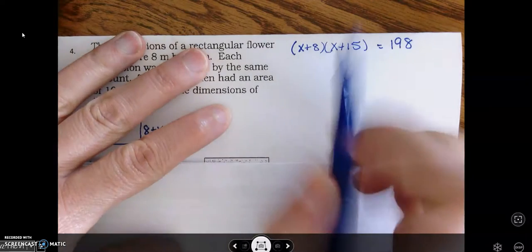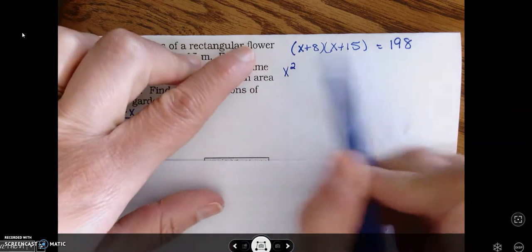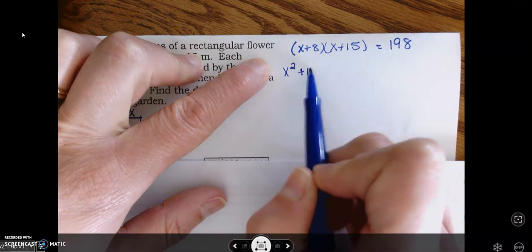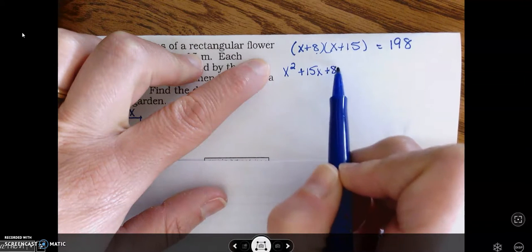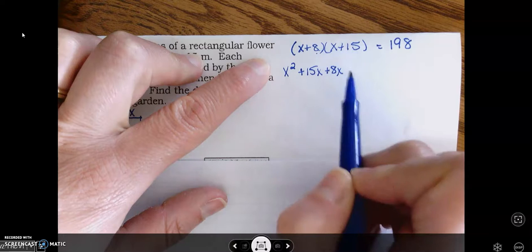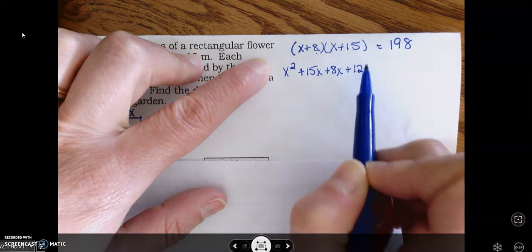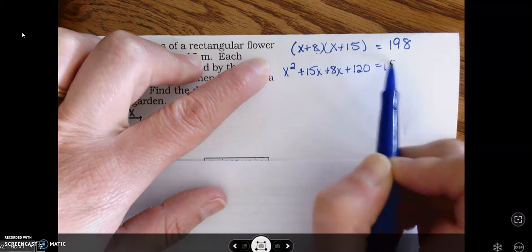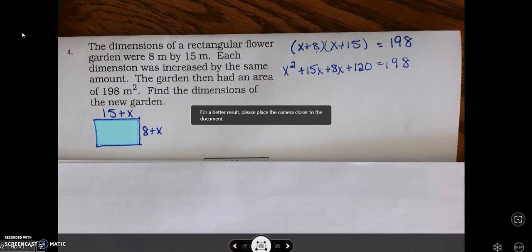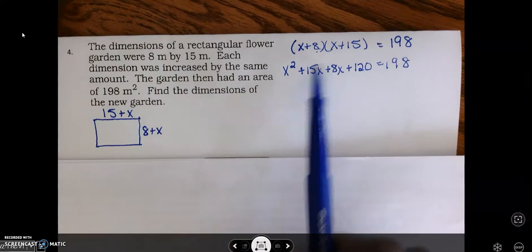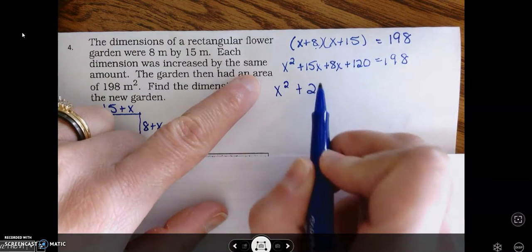So first, x times x. Outside is x times 15. Inside is 8 times x. Last is 8 times 15, which is 120. Okay, so there's our FOIL, and then I'm going to combine like terms and get x squared plus 23x.